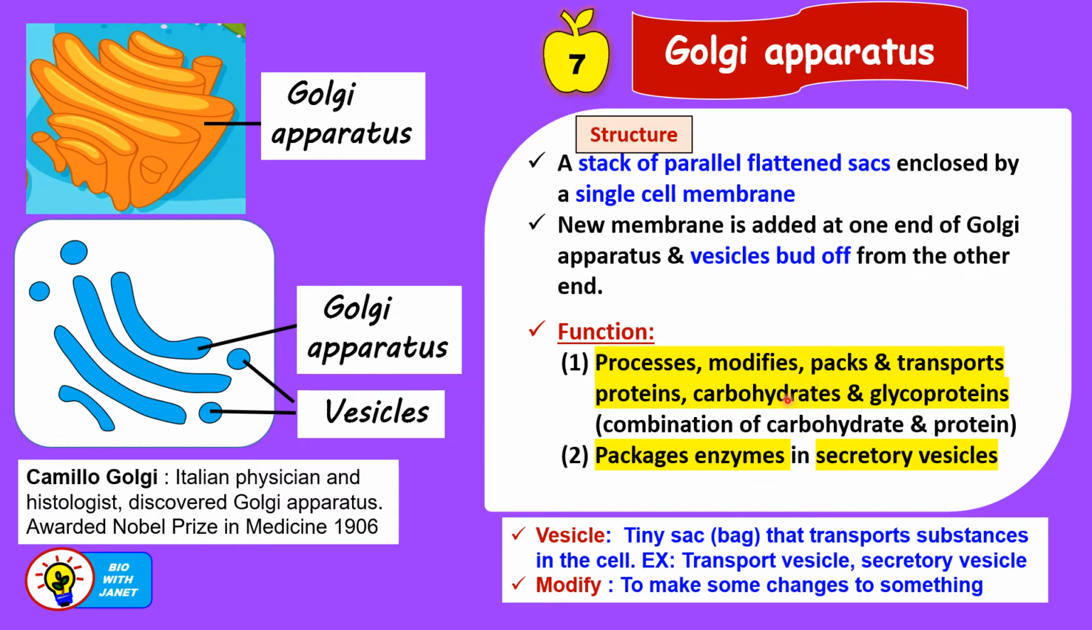Then it packs them in the secretory vesicles, all right, which then bud off from the Golgi apparatus and move to other places, okay? So if you ask the function of the Golgi apparatus, you can say it processes, modifies, and packs the proteins, all right, as one of the main functions. And secondly, it packages the enzymes that are formed from the modification of the proteins into the secretory vesicles, which then move away from the Golgi apparatus, and the secretory vesicles may go to the plasma membrane and secrete the enzymes out of the cell, right? So we discuss that in the next slide.